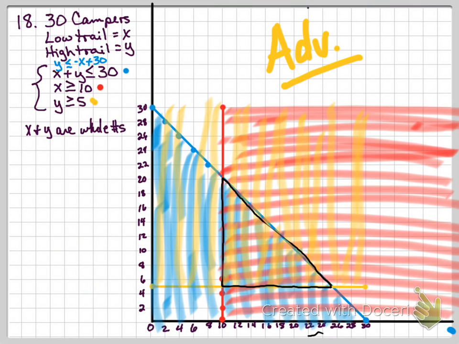Then we did number 18 for the advanced students. Number 18 is a little different in that we had an extra line in here. We have a camp counselor. They needed 30 campers on a high and low trail. The low trail was X, the high was Y. We had X plus Y less than or equal to 30. The low trail had to have at least 10 people on it. The high trail had to have at least 5 people on it. And all of our answers are in the whole numbers.